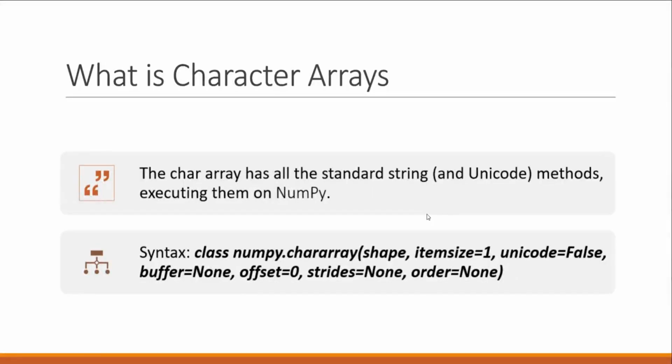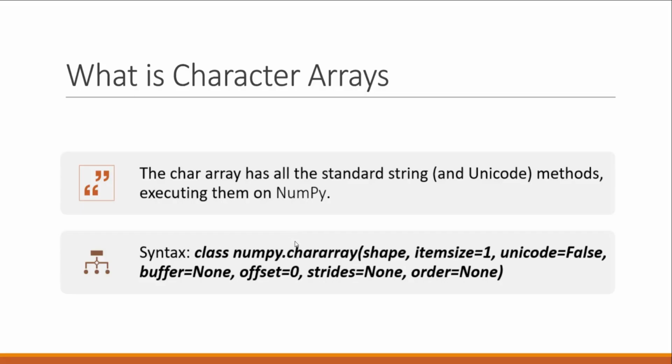A character array is a sequence of characters, just as a numeric array is a sequence of numbers. A typical use is to store short pieces of text as character vectors. The char array has all the standard string and Unicode methods which we are going to use in NumPy. The easiest way to create a char array is to use the self.view method, where self is an n-dimensional array of string or Unicode data type. However, a char array can also be created using the numpy.chararray method.